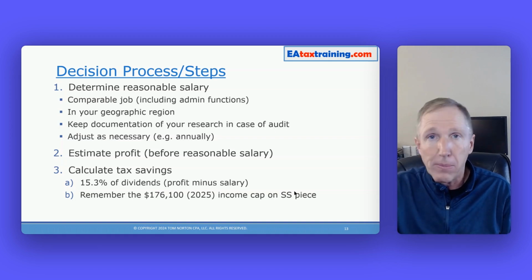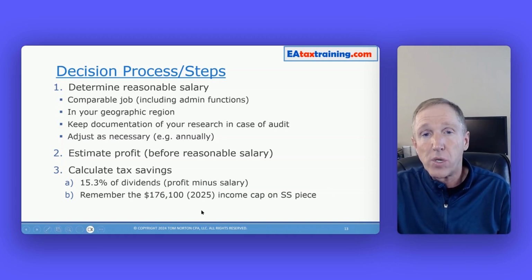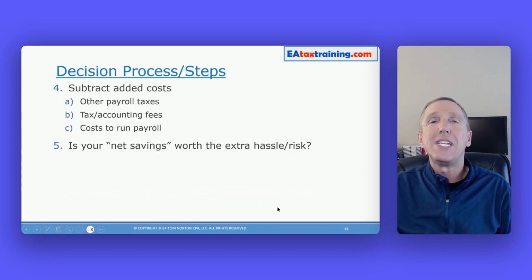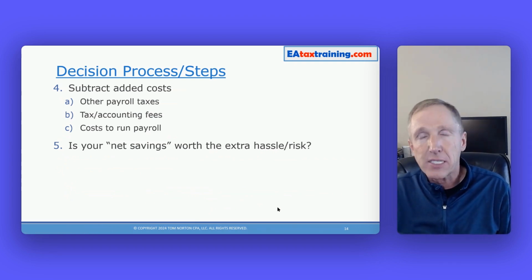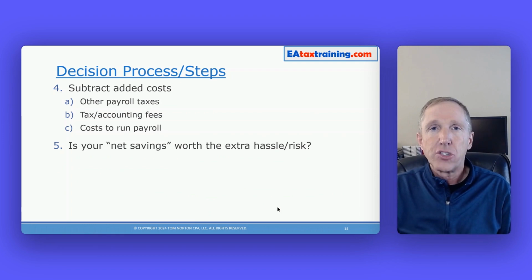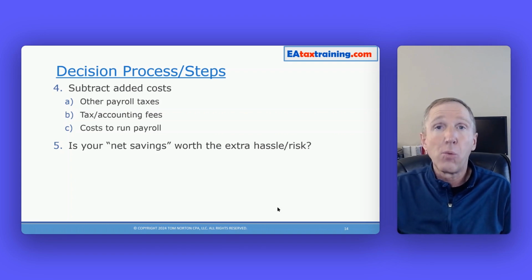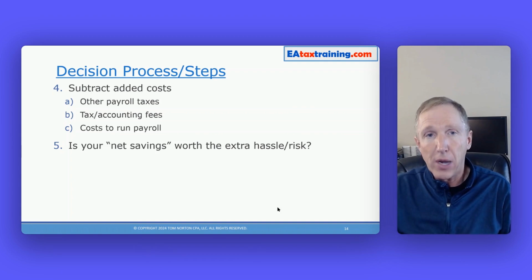And of course, you want to remember that $176,100 income cap on the Social Security piece. Once you have determined that, then you need to subtract the added costs of being an S Corp. So the other payroll taxes like unemployment that we talked about, maybe you can talk to a bookkeeper in your area or a payroll service company in your area to estimate what those fees would be.